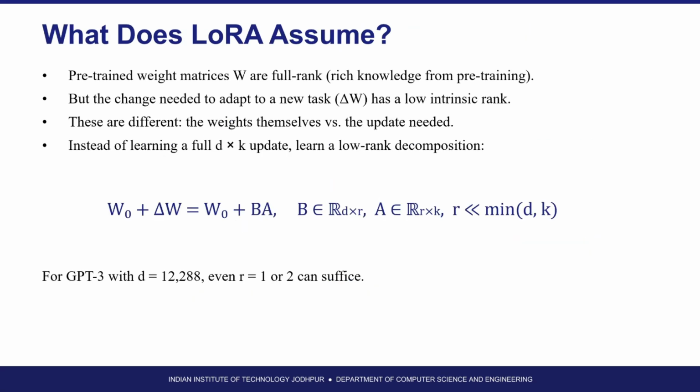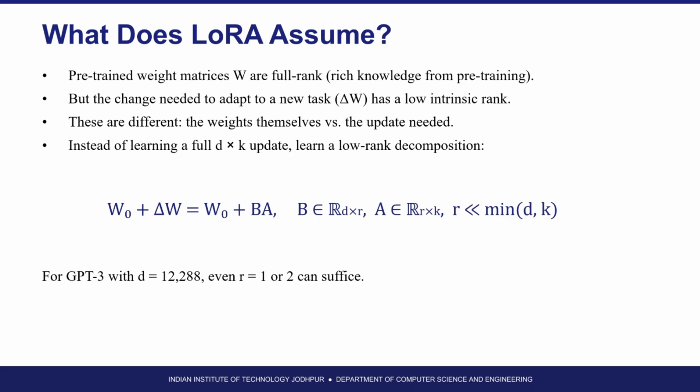So LoRA assumes something. What exactly does LoRA assume? It assumes that the pre-trained weight matrix W is full rank. They need to be, because they encode all the rich knowledge learned during pre-training. But, and this is crucial, for the change needed to adapt to a new task, Del W has a low intrinsic task rank. These are fundamentally different things, the weights themselves versus the update needed.